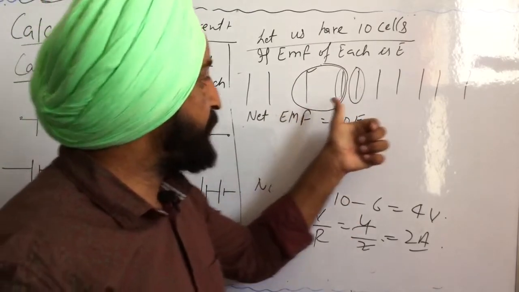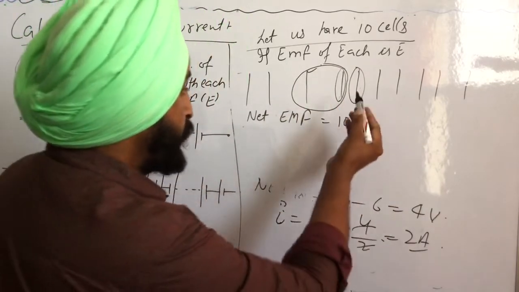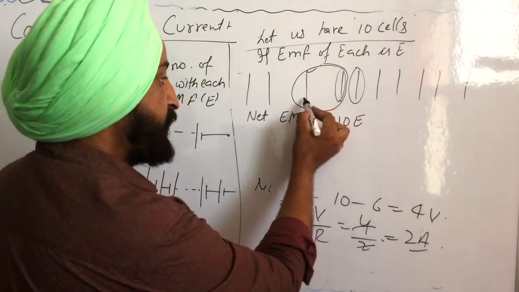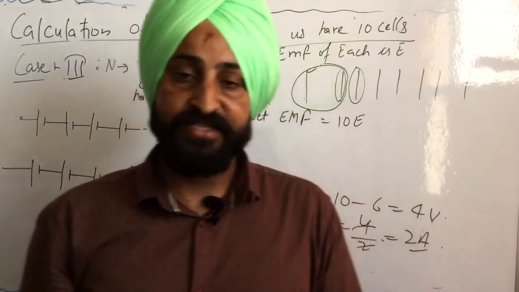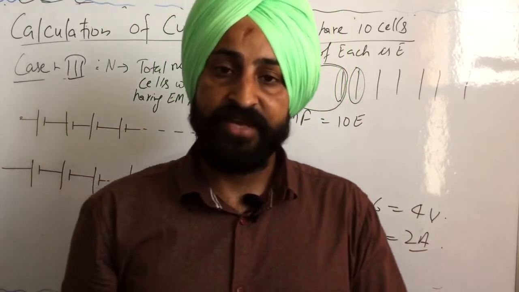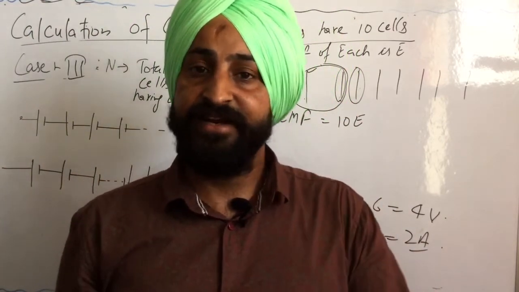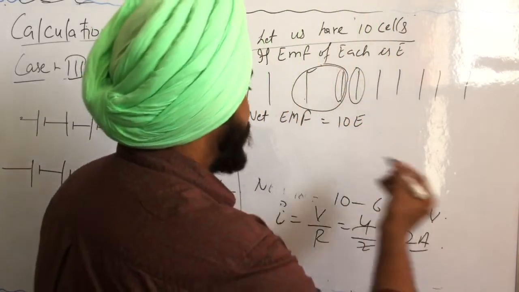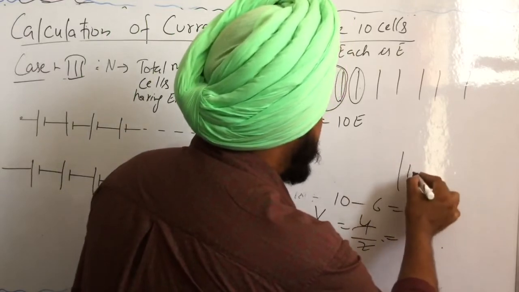Now as they have equal EMFs, due to opposite polarity, this cell will neutralize the effect of this cell. We have already studied that when two cells have equal EMFs and are connected out of order, their net EMF becomes 0. I think you can memorize this.